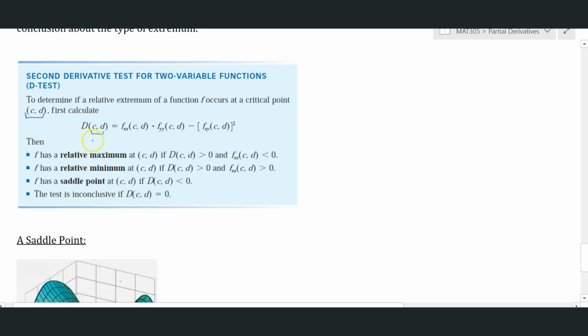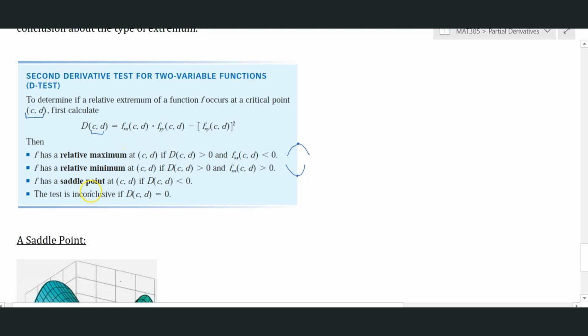So the conditions for what do you do with this? Well, f has a relative max at that point if the d value at that point is bigger than 0 and the pure second partial with respect to x is negative. Now you think about this part, this may not make sense, what this d thing is, but if the second derivative is negative, that means concave down, and therefore it would make sense that we're talking about a max. If d is bigger than 0 and fxx is greater than 0, that means we're concave up. Well, that means we have a min.